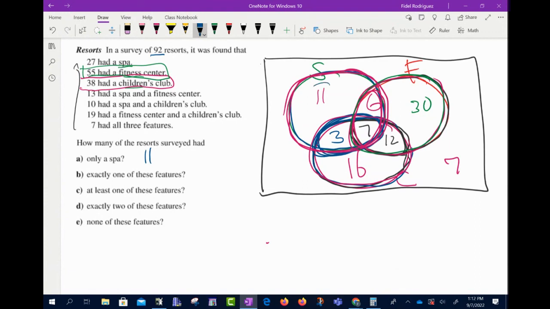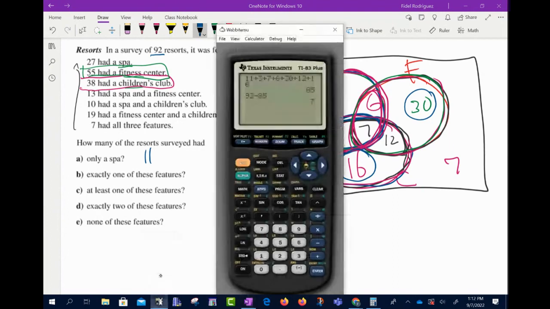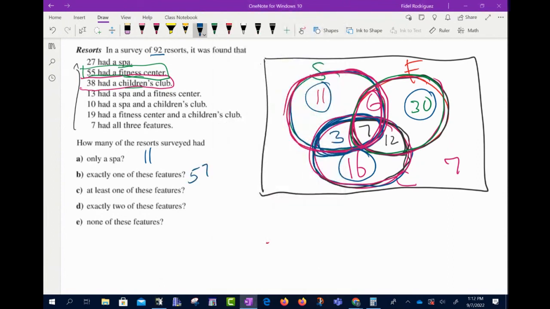Okay, now, part B says exactly one of those features. Exactly one of the features, y'all, is going to be the number that's going to fall in exactly just one part of the circle. So I'm going to take those three numbers that I just circled, 11, 30, and 16, and we're going to add them up. So 11 and 30 and 16, 57. That's going to be the number right here.